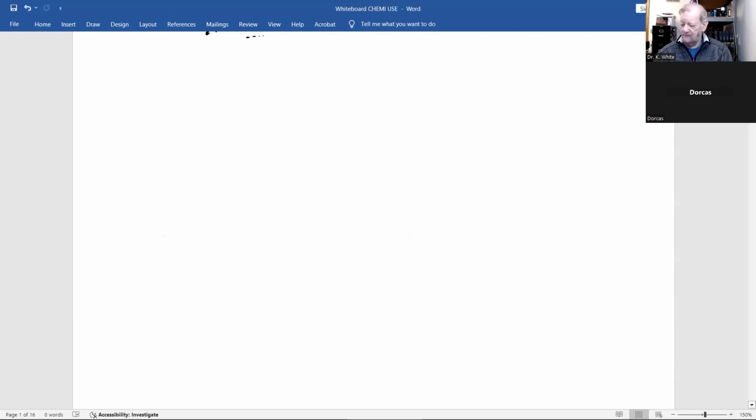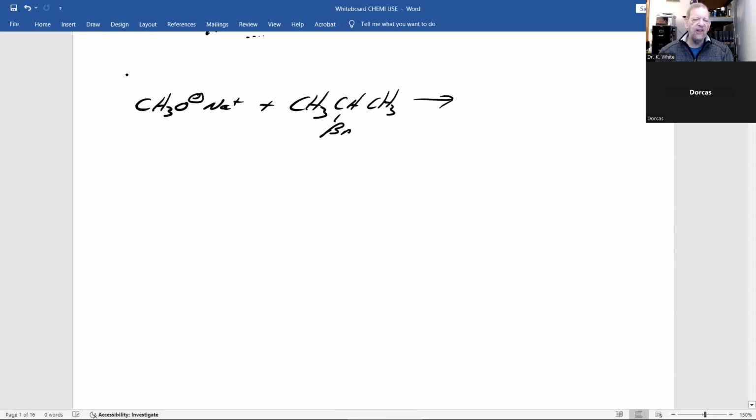And let's take a look at that. If I were to ask on a test, give the organic product or products of the following, what do you do? Well, you look for what's different. The first molecule, oxygen minus with an R group on it, carbons, and a sodium cation, is an alkoxide. And in the second molecule, what's different? A halogen on a carbon. And that's an alkyl halide.